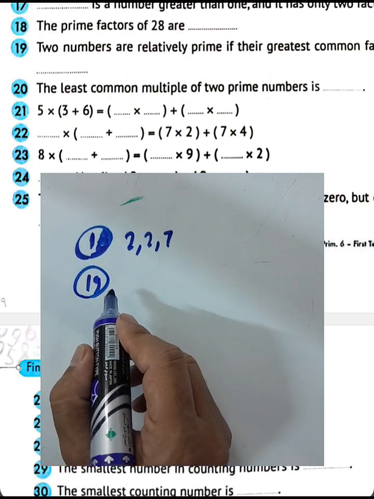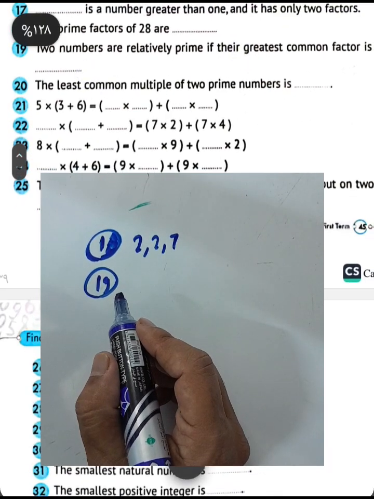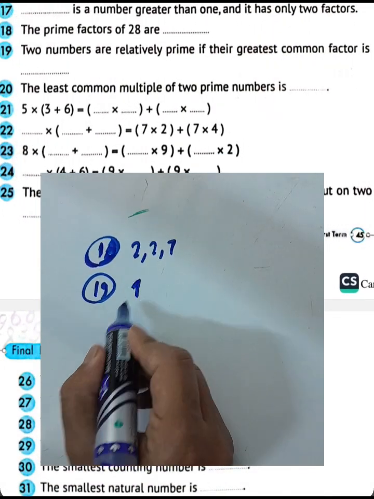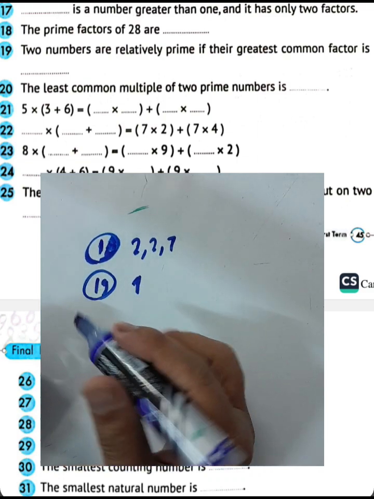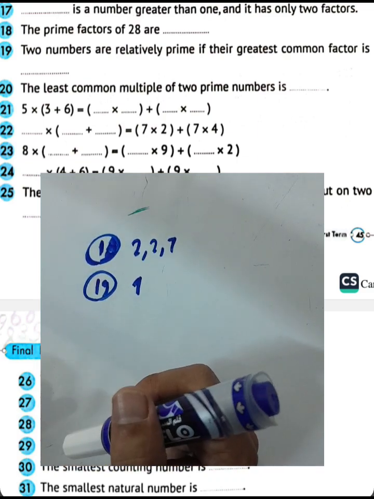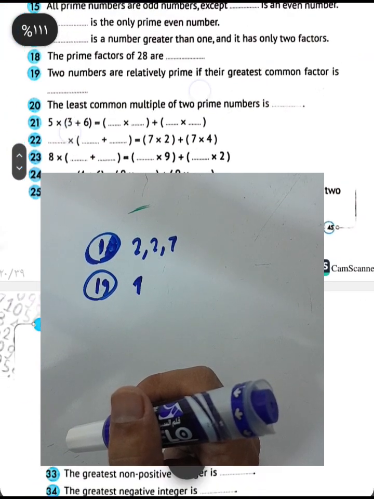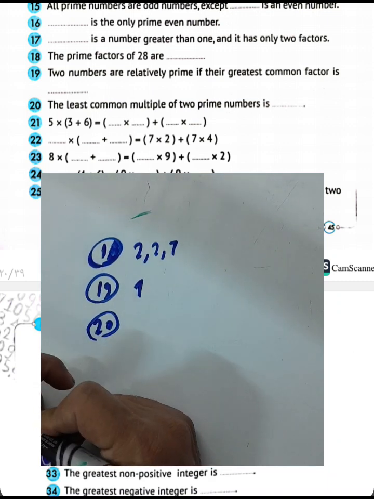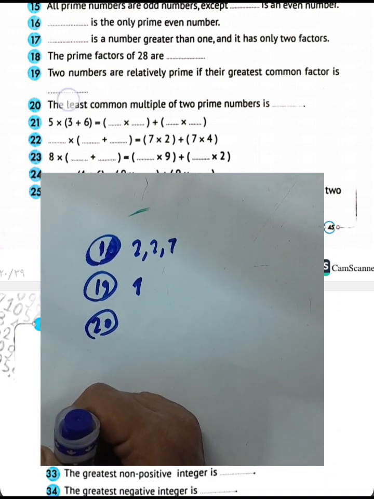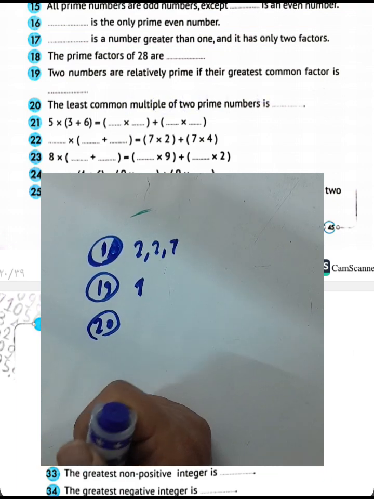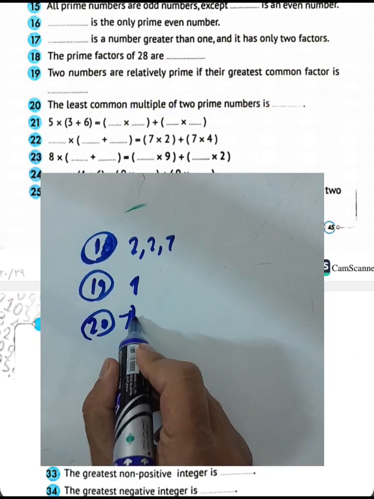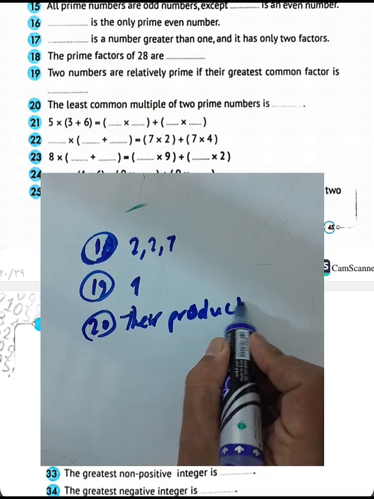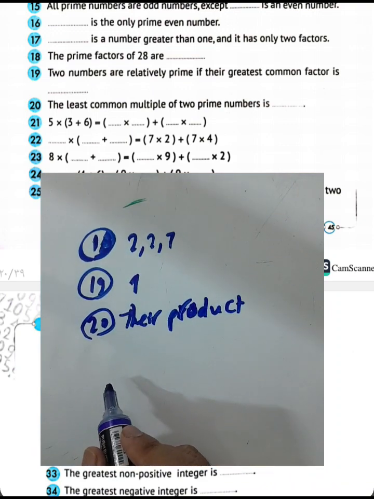Next, question 19. Two numbers are relatively prime if their greatest common factor is 1. Question 20. The least common multiple of two prime numbers is their product.